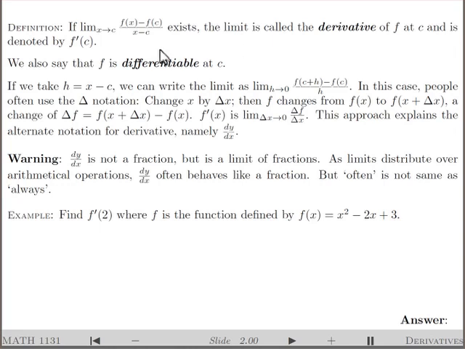There are different ways to write this. For example, instead of using x, we can use c plus h, where h is the change in the value of x. In that case, x will be c plus h, f of x is f of c plus h, and x minus c will be c plus h minus c, which is h. And as x becomes closer to c, h will go to 0. So we can write the limit as the limit of (f of c plus h minus f of c) over h. Often people use the delta notation. Instead of saying h, they say delta x, meaning the change in x. And the numerator will be written as delta f, the change in f.